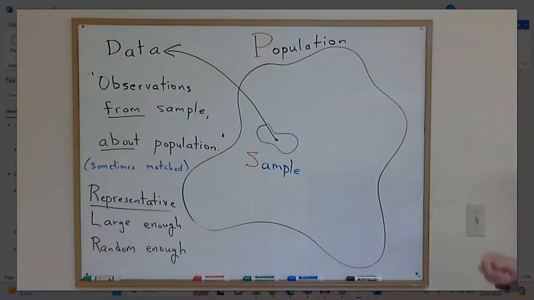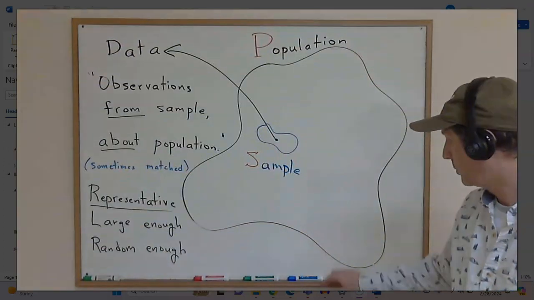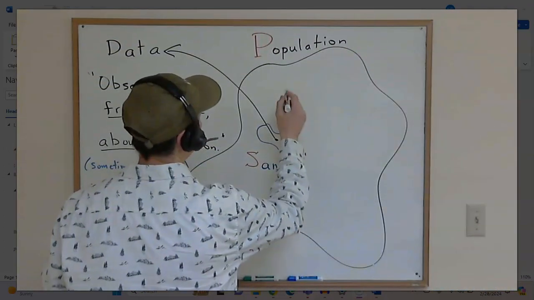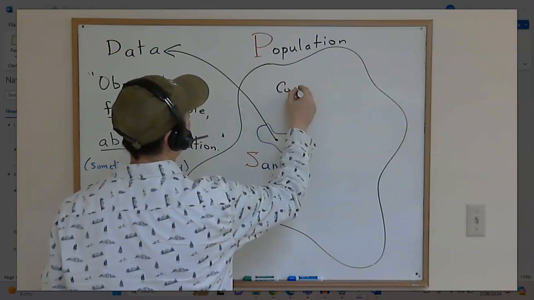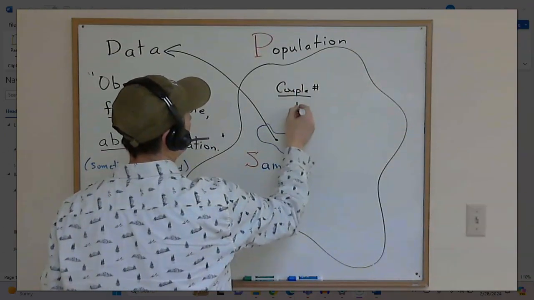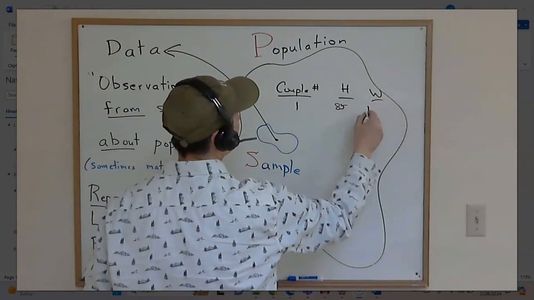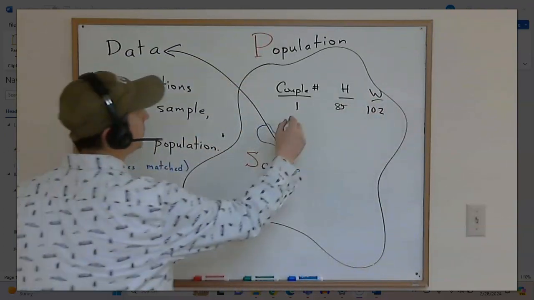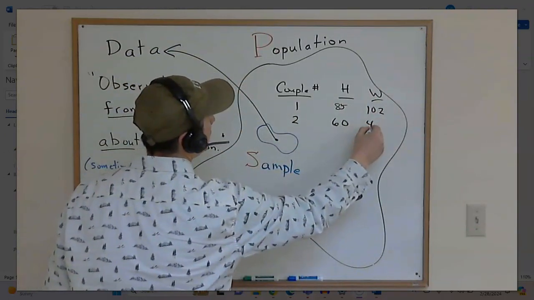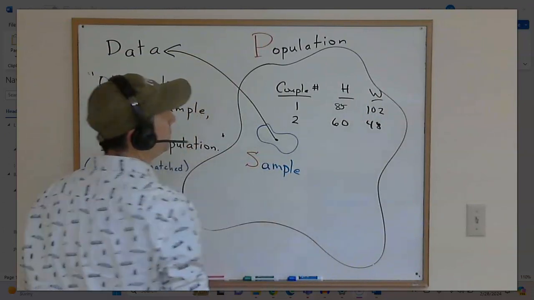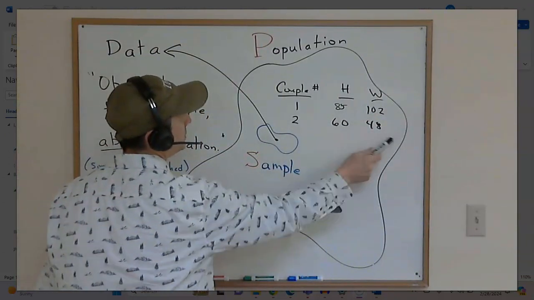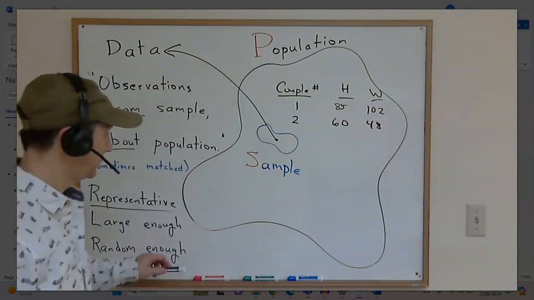So every time you sample a couple, you might observe something about the husband and also something about that wife. And you would keep those data points side by side. So you might have something like couple number 1: the husband's income is $85,000 and the wife's income is $102,000. Couple number 2: 60, 48. Okay? So basically every pair of observations here is matched. The husband is matched to the wife.